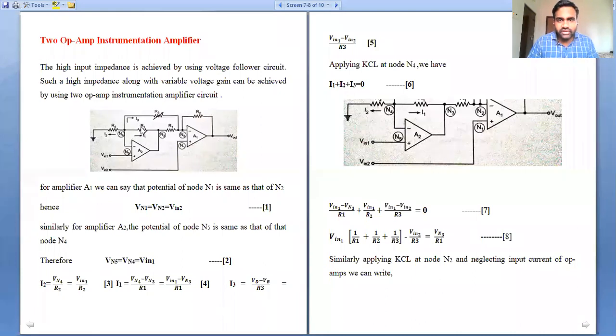Here we have a feedback resistance R1, and the inverting terminal has a resistance of R2. V input 1 is connected to this A2 voltage follower circuit, and V input 2 is connected to this difference amplifier circuit. So here that is the difference.